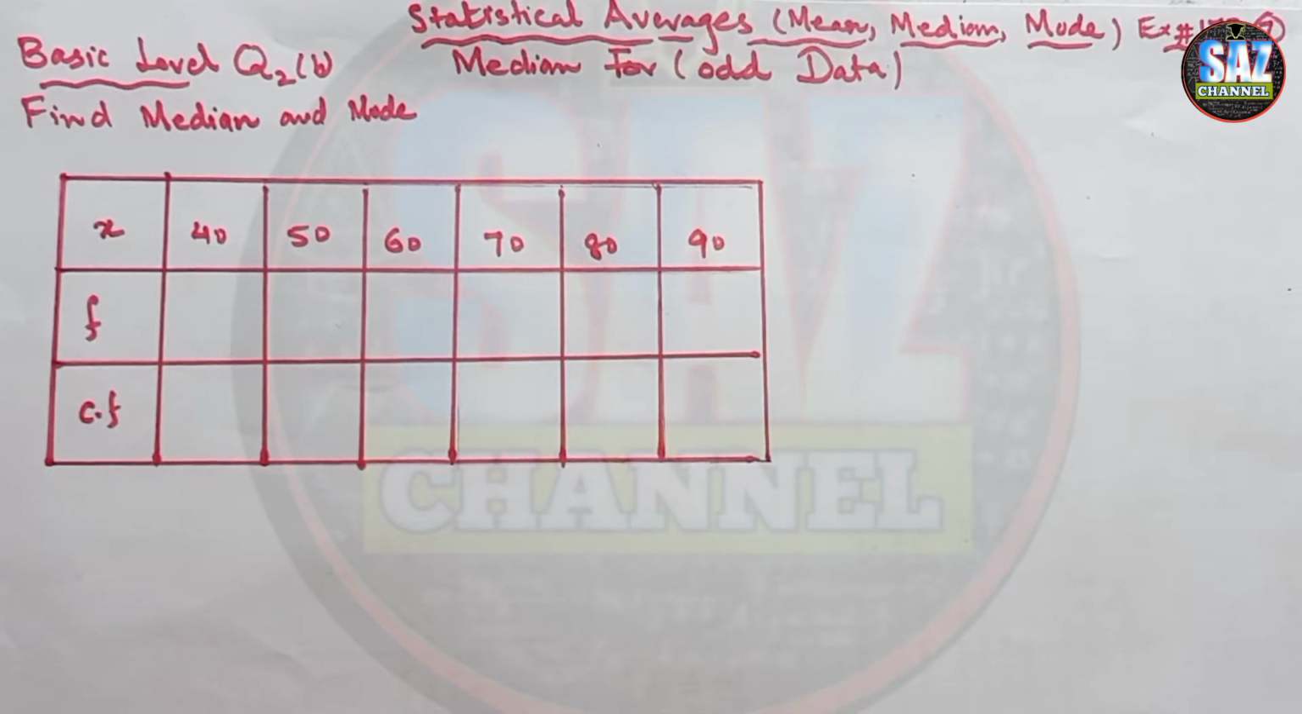This is my 7th lesson of D2 chapter number 17, exercise 17b, about the statistical averages: mean, median and mode of grouped and ungrouped data. In this lesson, I'll be discussing how to find the median for grouped data when the observations are odd.